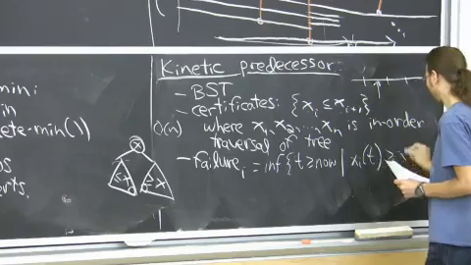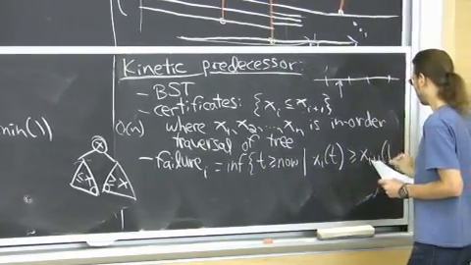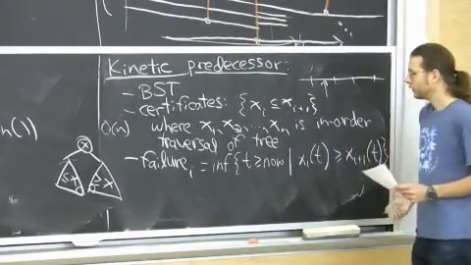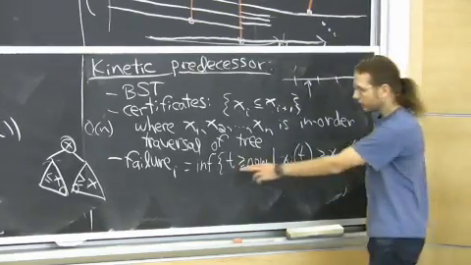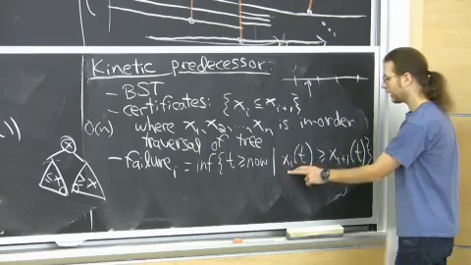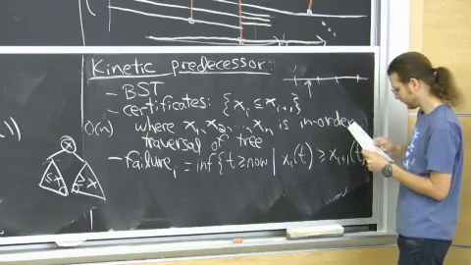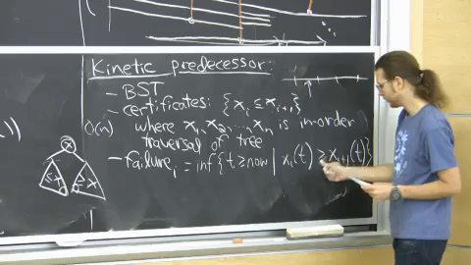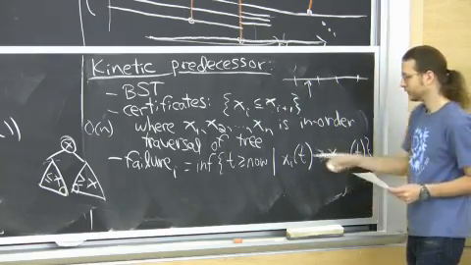Writing it down. So I want to know, among all times greater or equal to now, when will xi, am I doing strict here? Should probably be greater than. Yeah, so that's why I have an infimum.